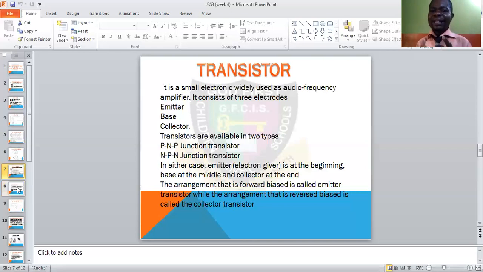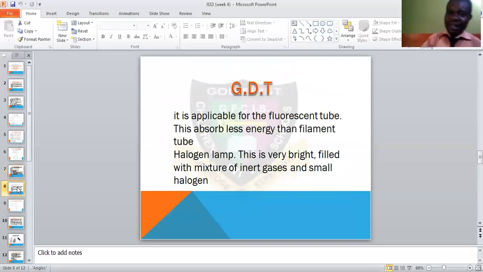Then we look at the gas discharge tube. It's another example because we listed them in our week 3 work. We talked about the transistor, resistor, gas discharge tube, the diode, the triode. Now we're looking at the gas discharge tube. It is applicable to the fluorescent tube. We have seen fluorescent tubes that we use in our houses, even in school. It absorbs less energy than a filament tube. The energy consumed by the olden days bulb is different from this. I will show you the gas discharge tube.